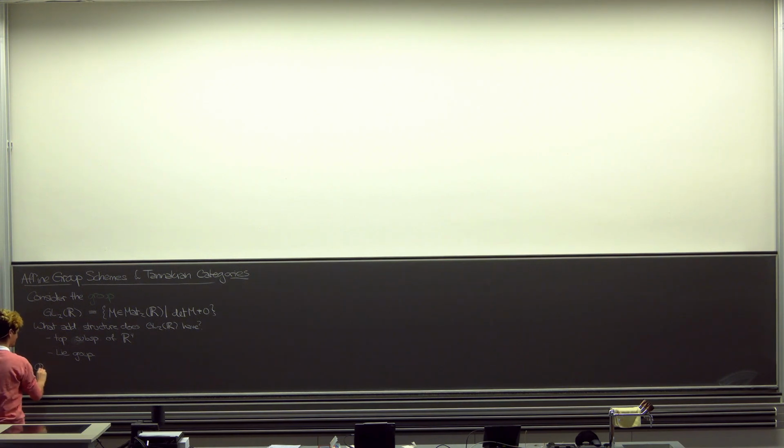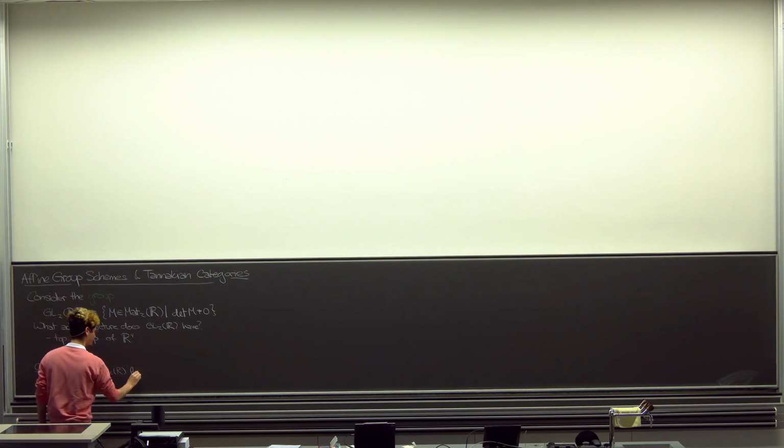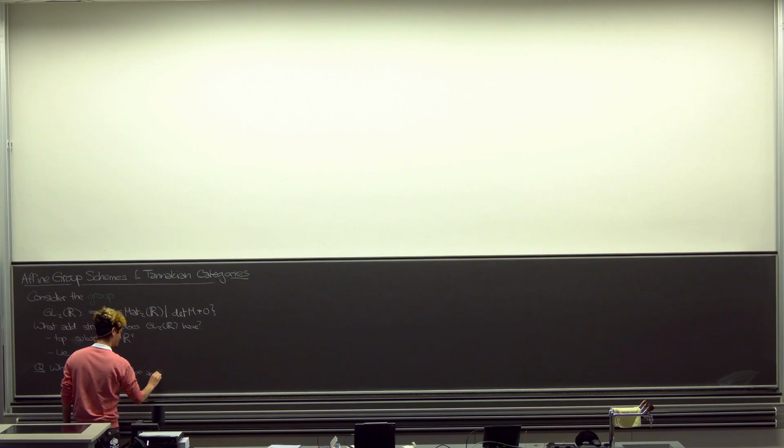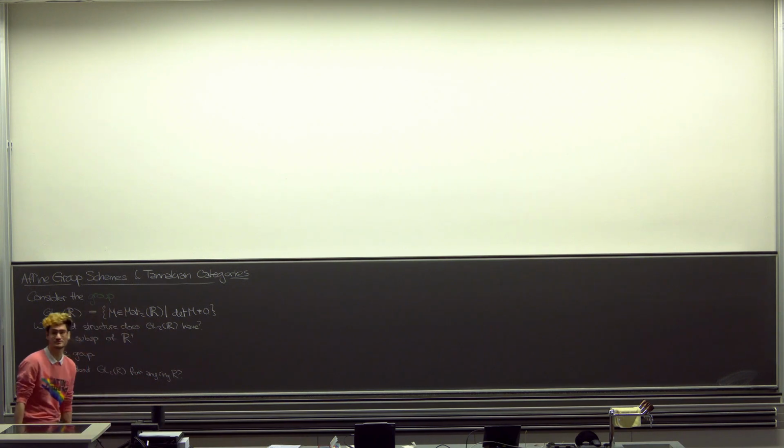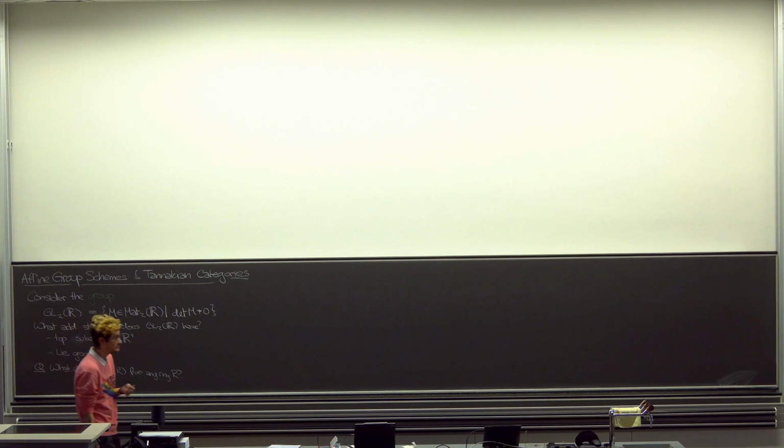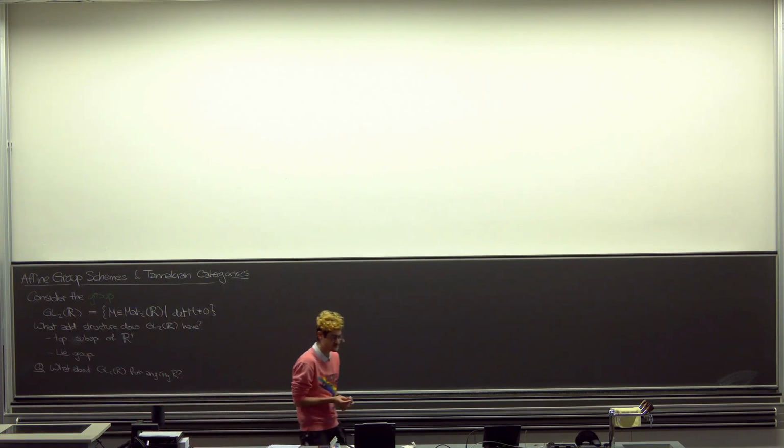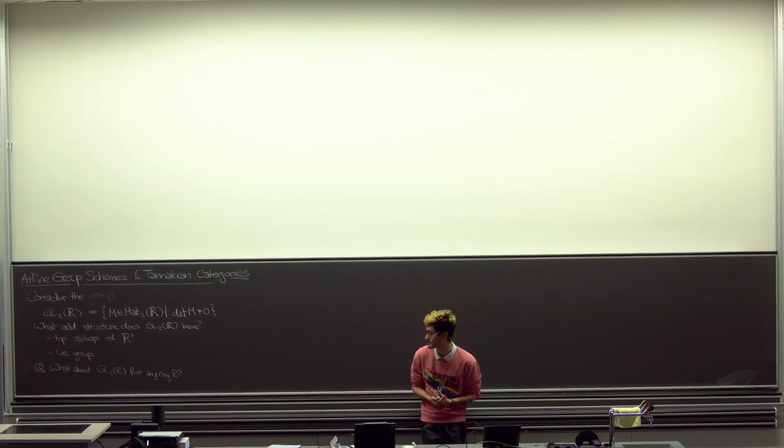So the next question is, what about GL2(R) for any ring R? Can we say anything about the additional structure that this group has? A priori, the answer is no, just because we don't know what the ring R exactly is. And this is an issue.